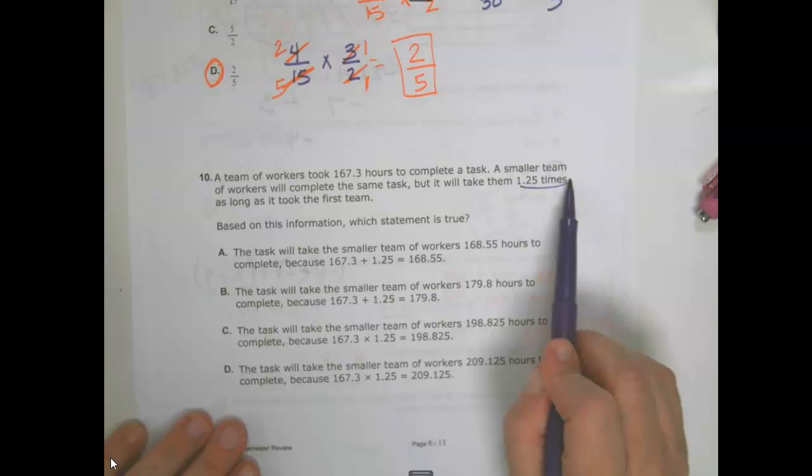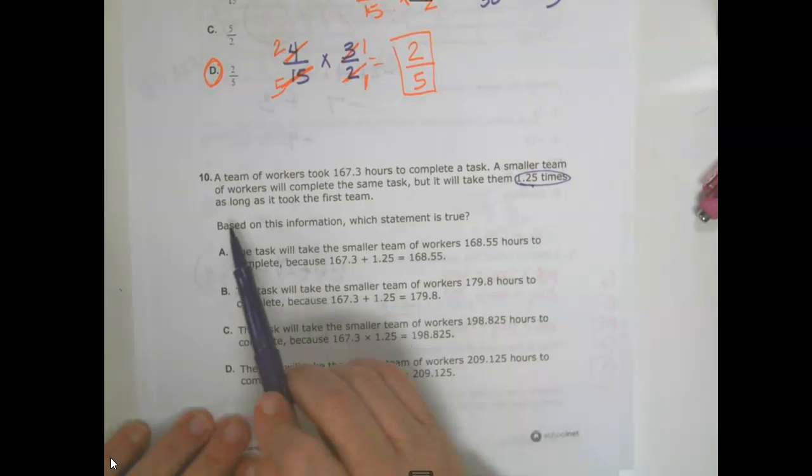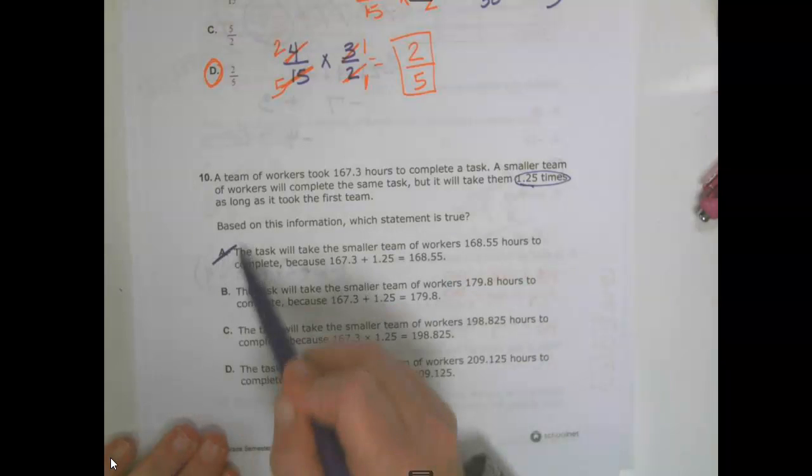So let's just think about it. It takes them 1.25 times as long. It doesn't say add, it's just times. So I know I am multiplying. So I'm going to get rid of these.